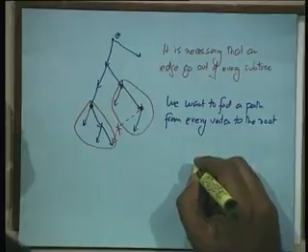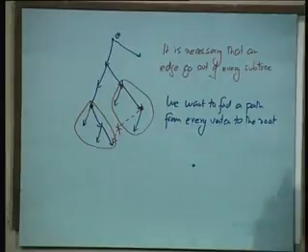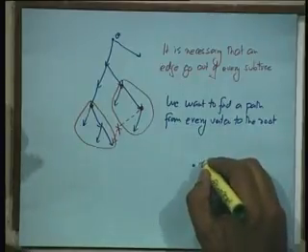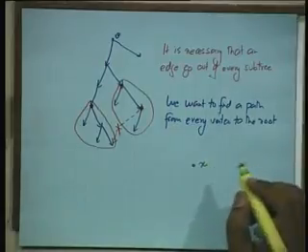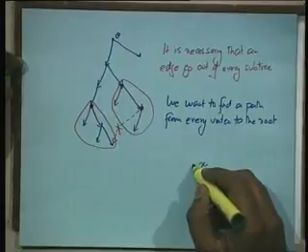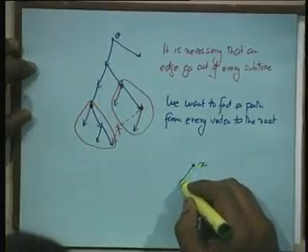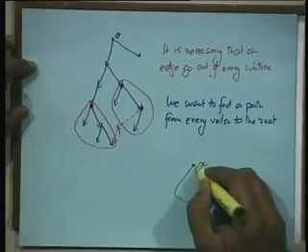We take some vertex, let us say this is a vertex x. I want to go from x to the root v. How will I go? Well, I am going to look at the subtree rooted at x.